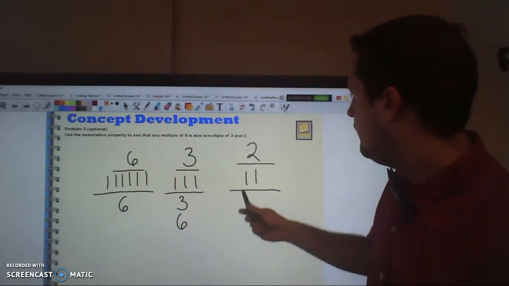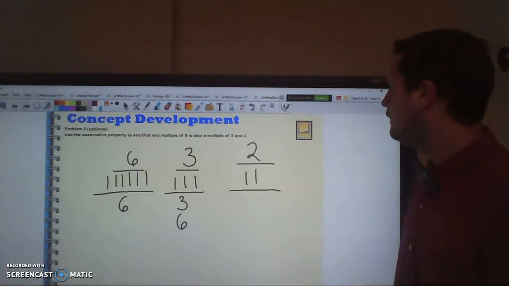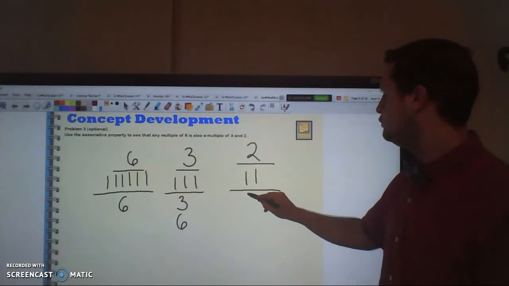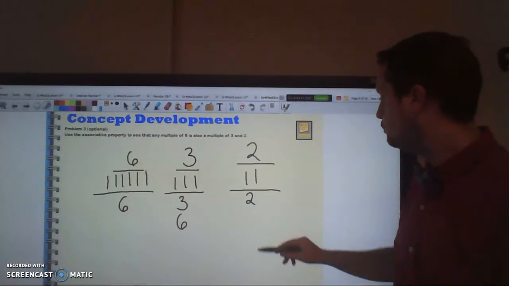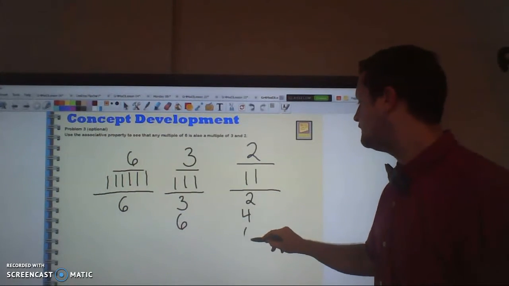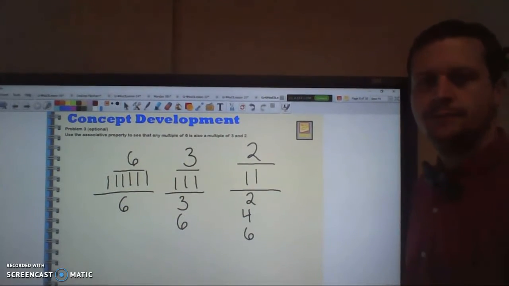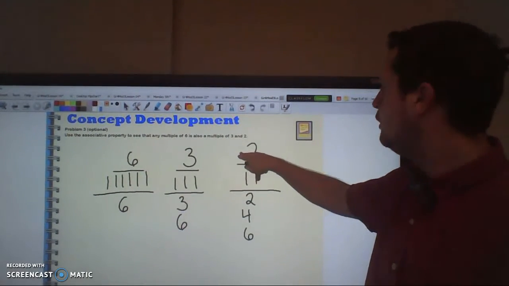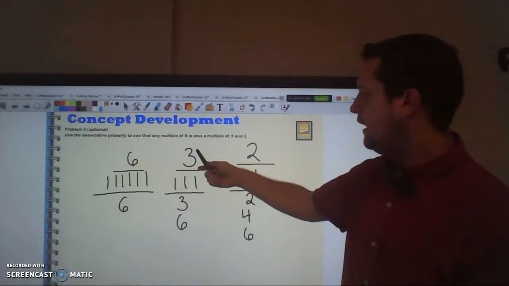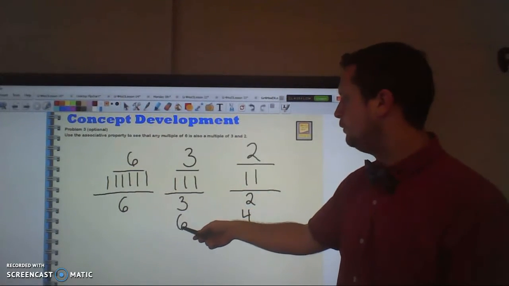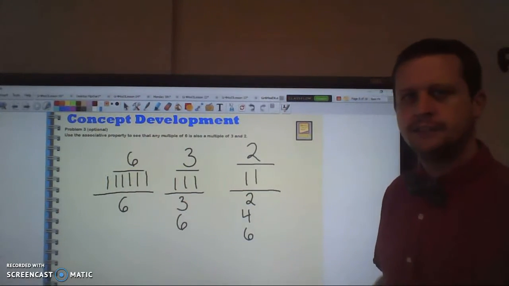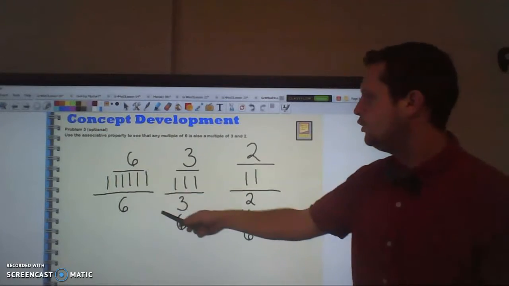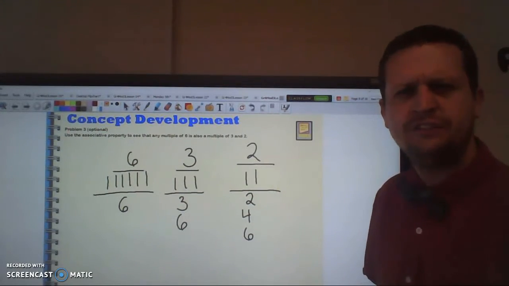All right, now I'll go to 2. My first multiple is 2. My next one is 4. My next one is 6. All right, so it's saying any multiple of 6 is also going to be a multiple of 3 and 2. Well, that worked. My second multiple of 3 was 6. My third multiple of 2 was 6. Let's keep going and let's see if that works out.